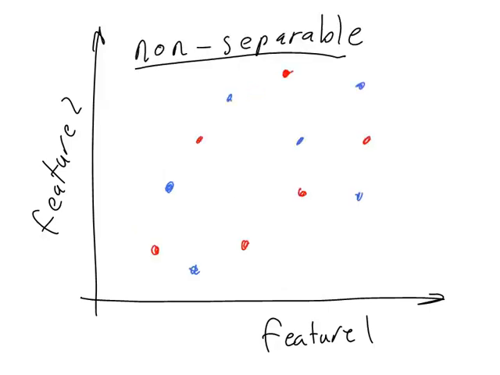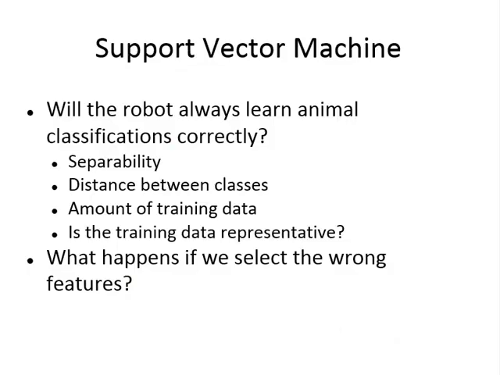Here's an example of data that are non-separable. Notice that the two classes of data, the red points and the blue points, are not distinct from one another. They're interspersed. This is a case where we would expect support vector machine to not do a very good job of learning the difference between the two classes of data. Another issue for support vector machine to work well is the distance between the classes. If the two classes of data are very close, we would expect support vector machine to not do as well.